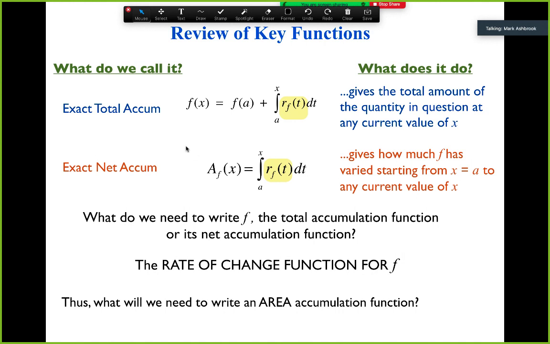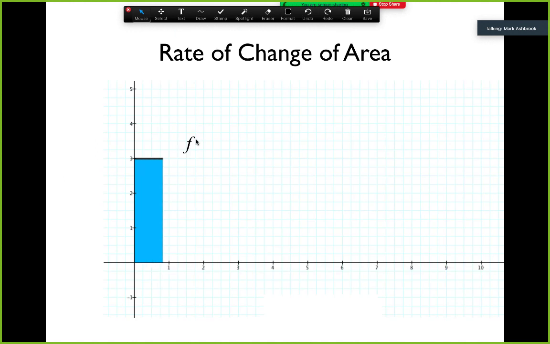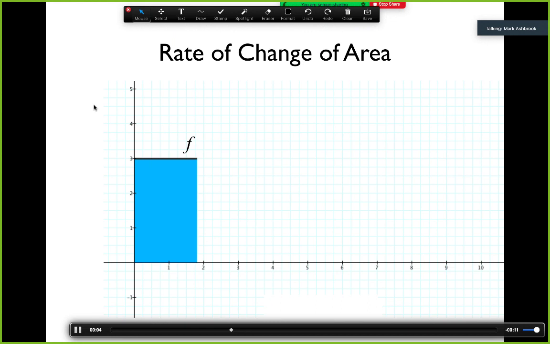Excellent. Hopefully lots of you are thinking that. You need the rate of change of area. If you have the rate of change of area, then you just put it here. If you want exact total accumulation, you put it here. If you want net accumulation of area, you just fill in that rate of change right there. And then these functions give you whatever accumulation you're looking for. So if we're going to start talking about area, then what we need to find is the rate of change of area.